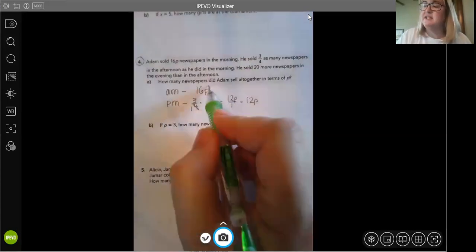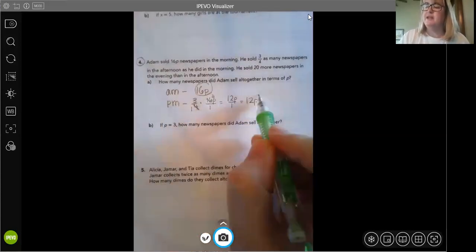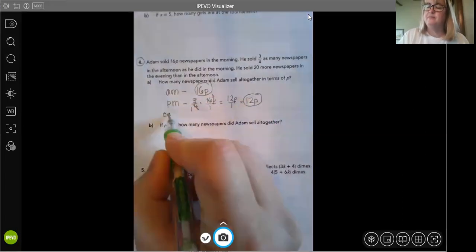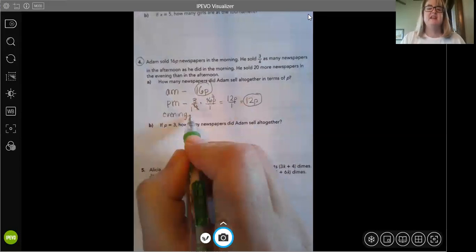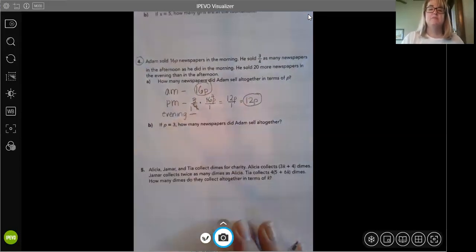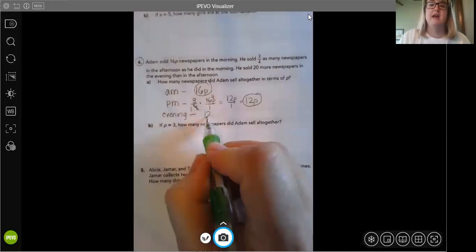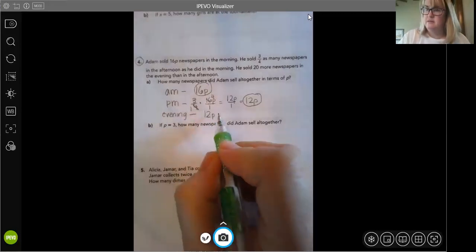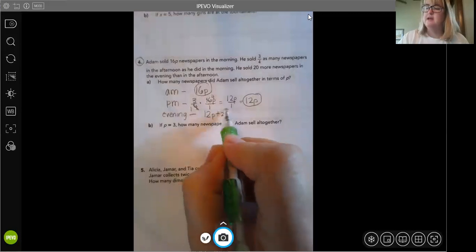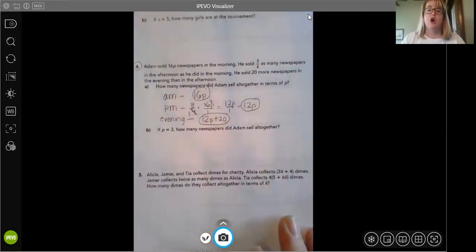So morning is 16p, afternoon is 12p, and then we've got the evening. And the evening says he sold 20 more newspapers in the evening than the afternoon. So we need to take the number that he sold in the afternoon and add 20 more to it. So in the afternoon, it was 12p, and we have to add 20. Okay, so there are our expressions for the number of newspapers he sold in those 3 time periods.